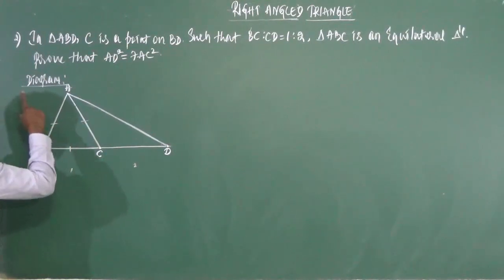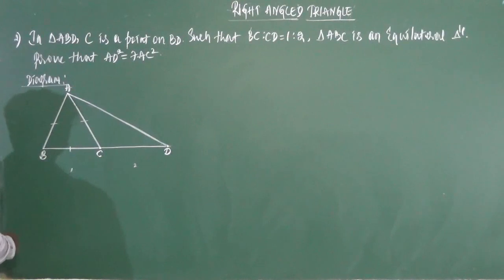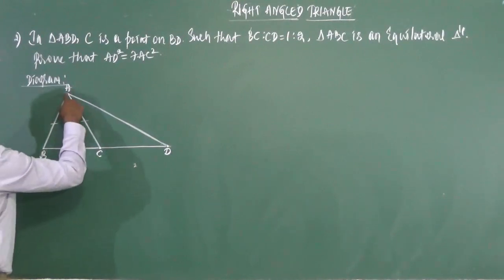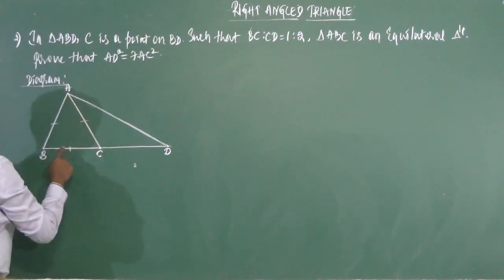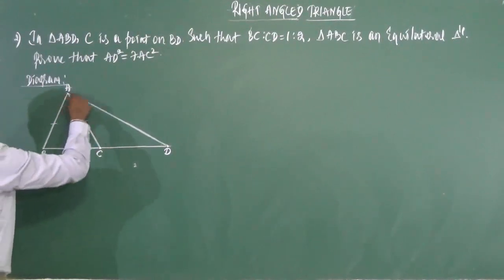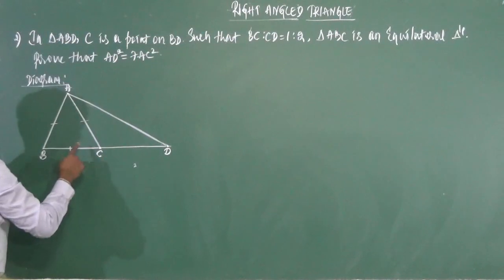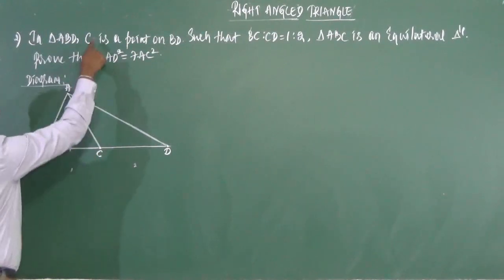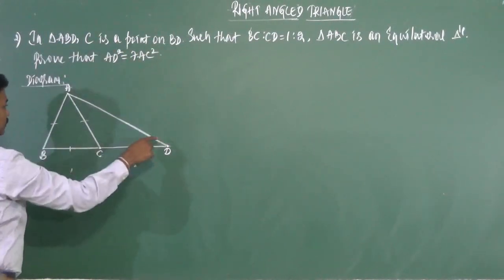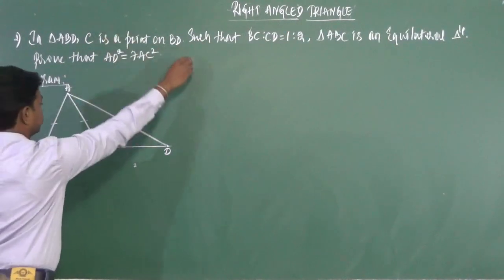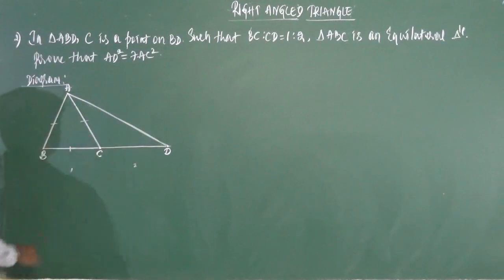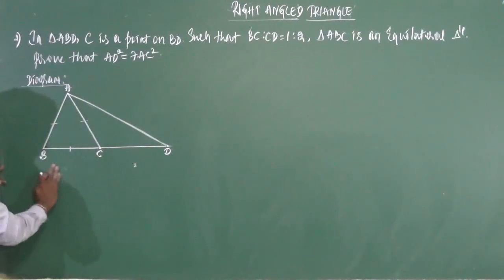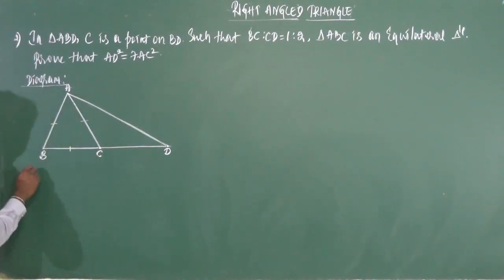Okay. So prove that AD square is equal to 7 AC square. So AD square, the square which is built on AD is equal to 7 times the square built on AC. Right. So that is, we have to prove AD square is equal to 7 times the square built on AC. So this is how we have to go. Okay, as it is a rider, we will follow the theorem.